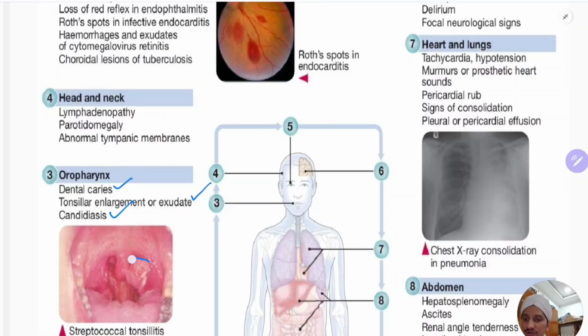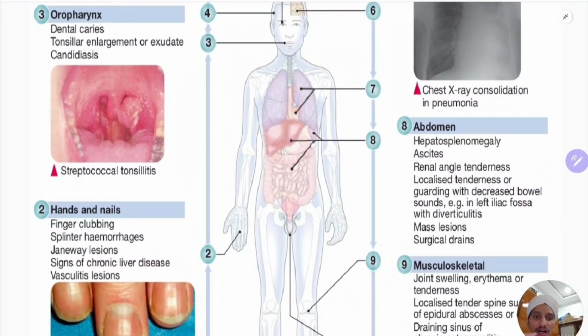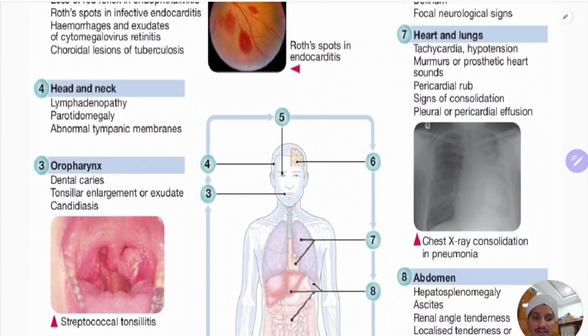This is a picture which shows congested and enlarged tonsils. So this is streptococcal tonsillitis. And then you come to the neck. You can see enlargement of the submandibular, parotid or submental lymph glands, or parotidomegaly, a large parotid gland, or abnormal tympanic membrane in the ears, perforation, otitis media. So you have examined the head and neck. Now you come to the heart, the chest.